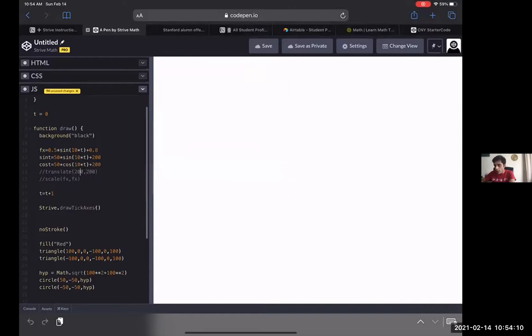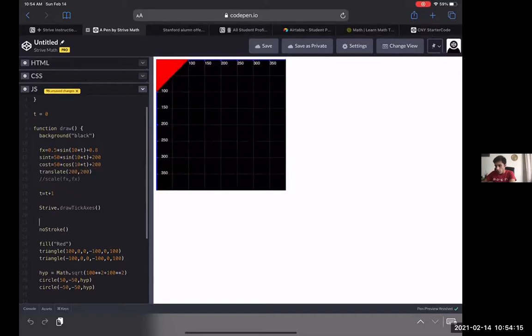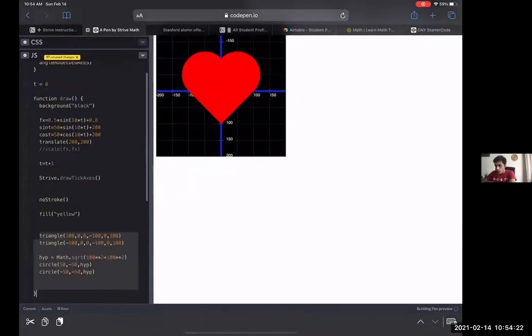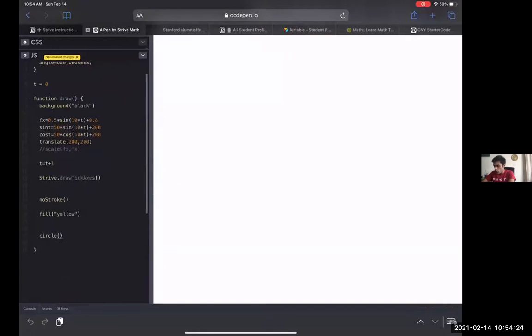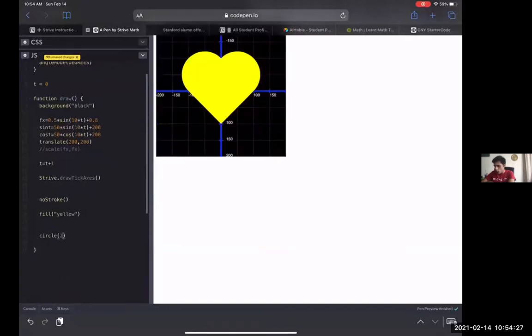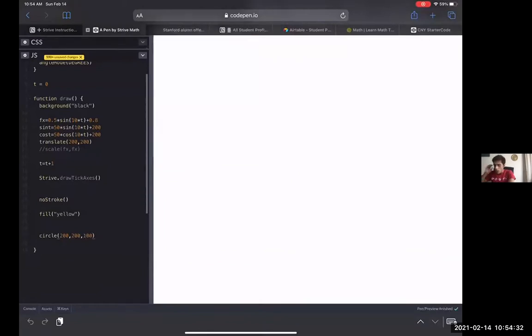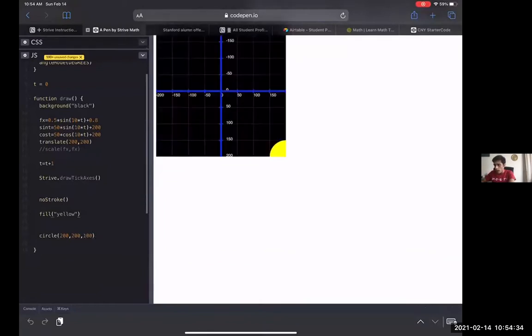We can make a coin flip. Okay, let's see if this works. I'm doing this on the fly, so I'm not sure if this is going to work, but let's try. So we'll have a yellow coin. All right. And then we want to make a circle at 200, 200, 100. Okay. And then we have the sine, so I will scale my X by sine and put 1 here.